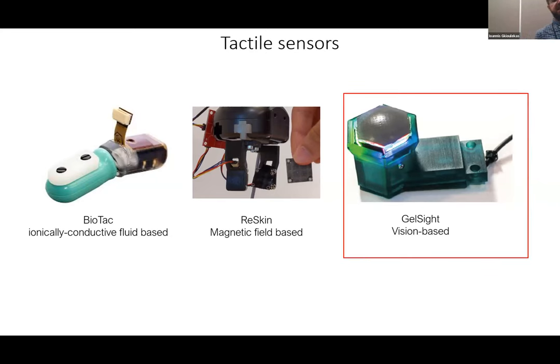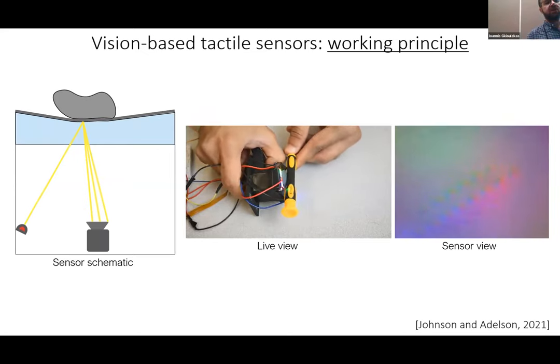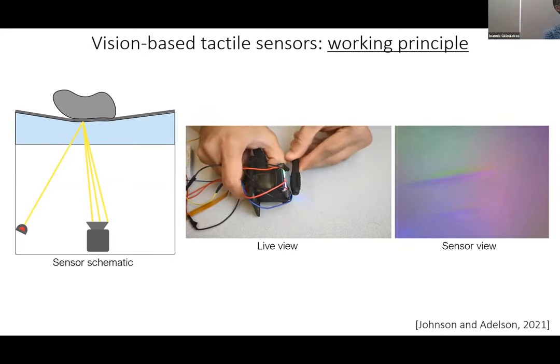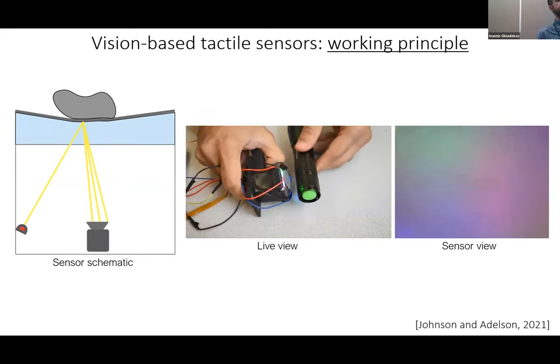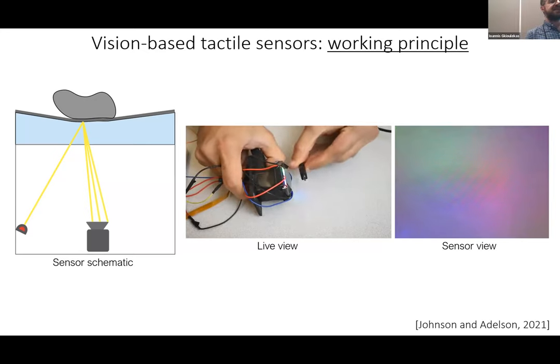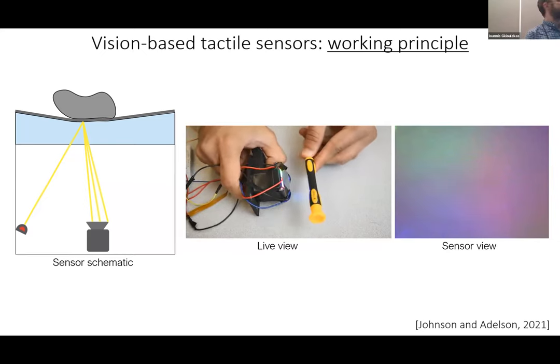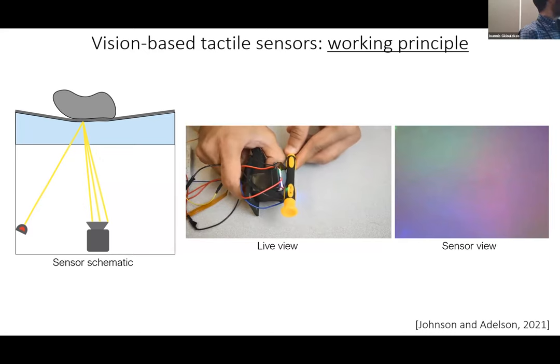GelSight is a sensor that Ted Adelson and Kimo Johnson invented in 2013, not 2021, that works as follows. I have some elastomeric material, basically a material that can deform, and it's diffuse, it's very Lambertian, okay? Then I place a camera and a light behind that, and I get the elastomeric material to touch the surface that I want to scan. So my sensor gets images like the ones that we see on the right over here. As I touch, I observe a deformation over there.